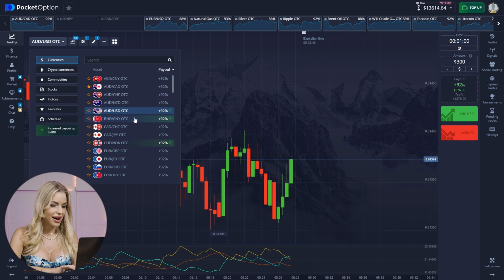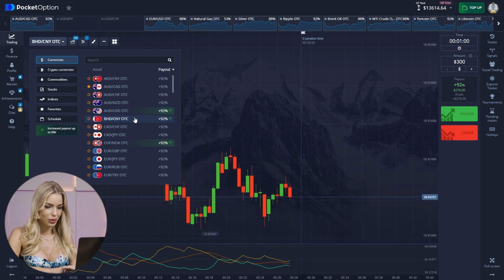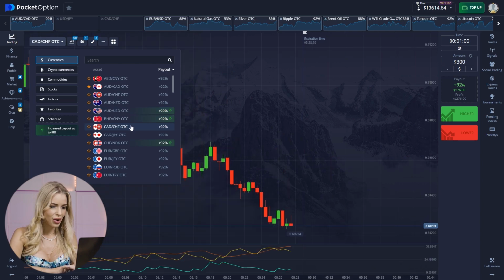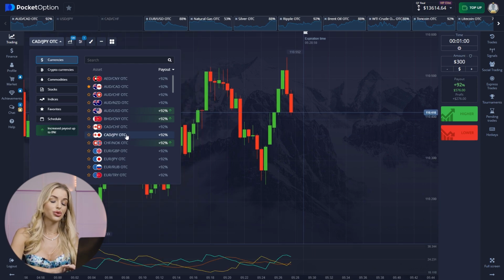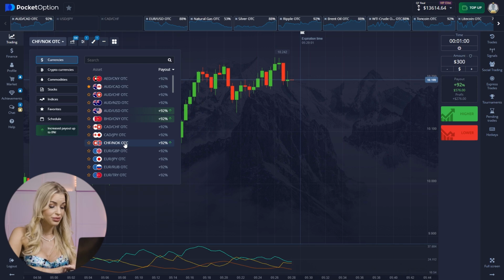This currency pair doesn't work for us, so let's choose another one. There is a risk of consolidation here. Consolidation is already happening here. No, the trend is already fading here. No and no. So far, I don't see anything that would suit us.